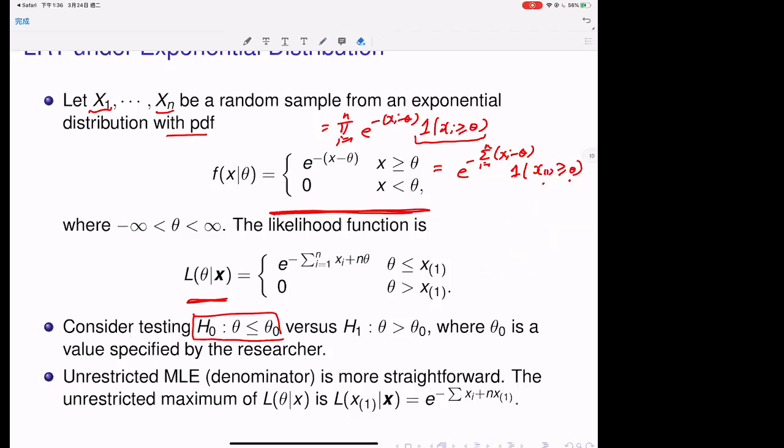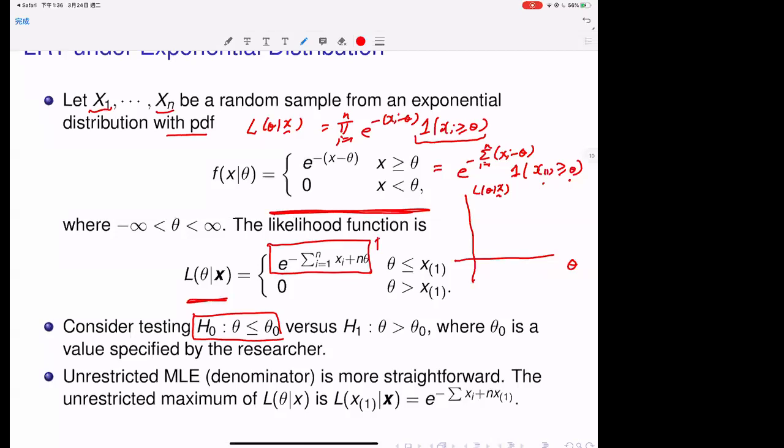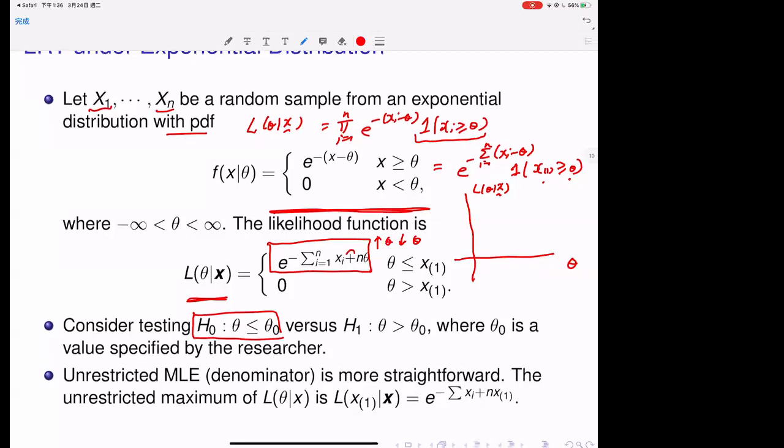Okay, see right here is the likelihood function. Look at this: this is my likelihood function L theta given x, and it is a function of theta. You're asking yourself, is this function increasing or decreasing in theta? The answer is increasing, because you have a positive term here in theta, so the whole thing is an increasing function of theta.